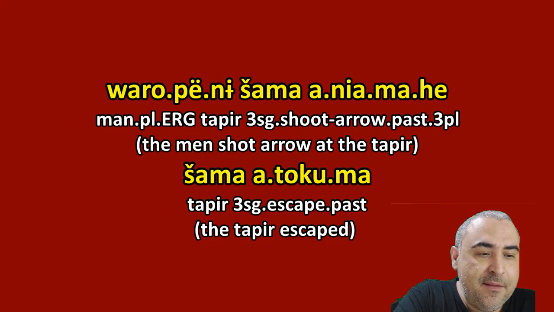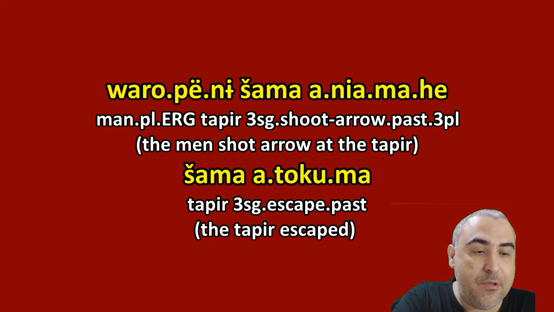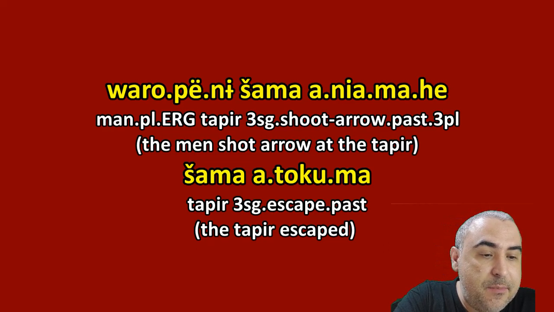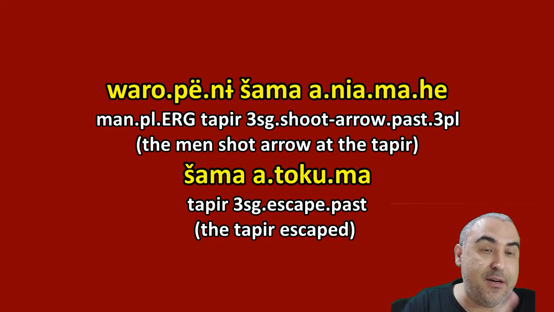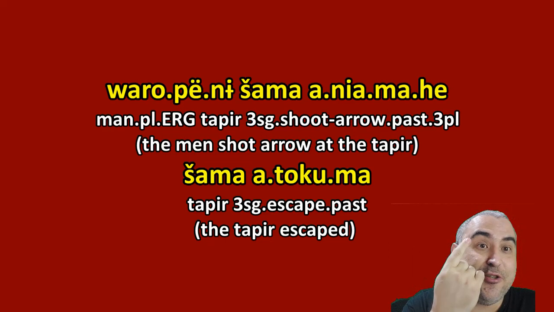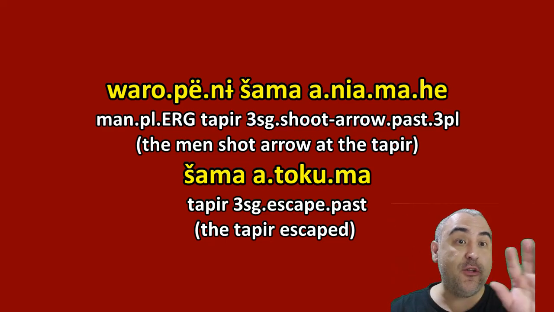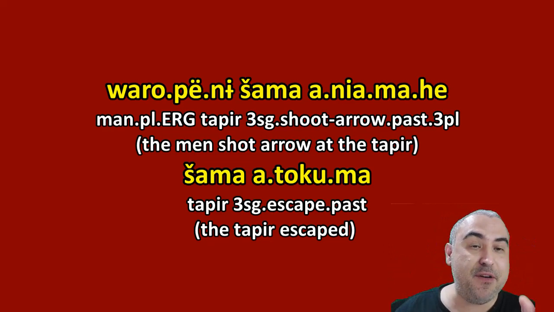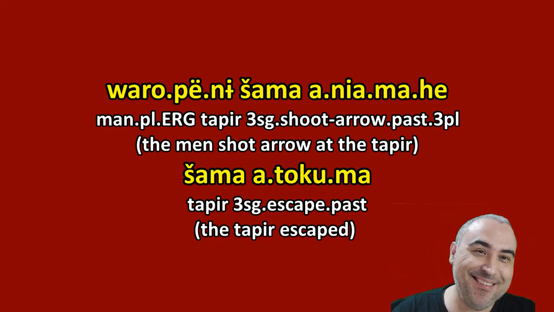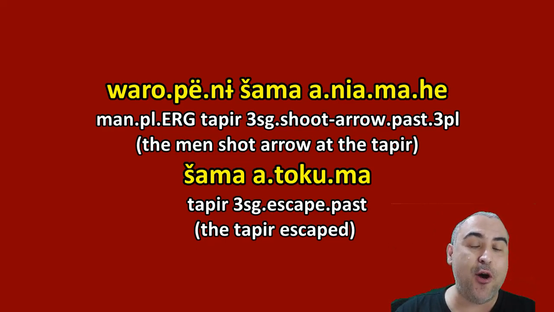Shama, ani. So here we have the prefix before the nia, which is to arrow someone, so to hit something with an arrow, is a, which indicates that it's agreeing with a third person singular noun. So the verb is agreeing with its object because it shot only one arrow. Several men shot one tapir. So the verb is agreeing with the tapir, not with the man. Not with its agent, but with its patient. With the element that undergoes the action.